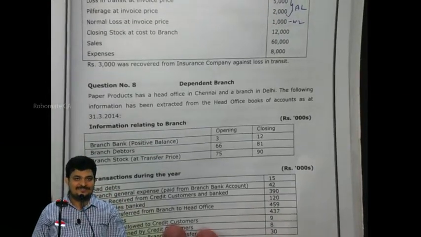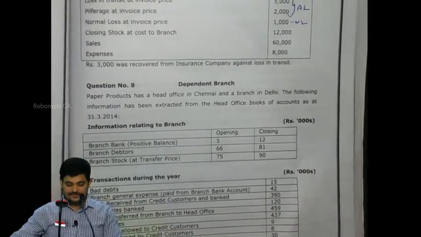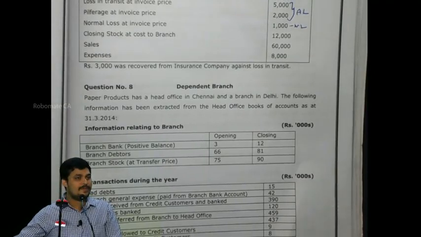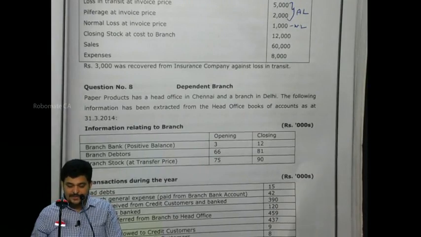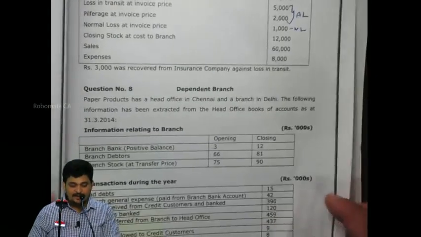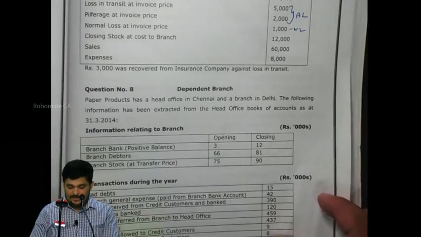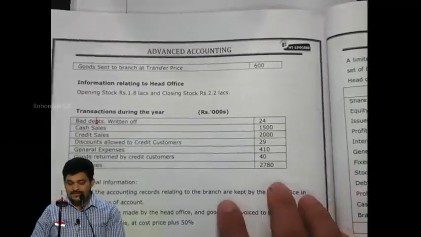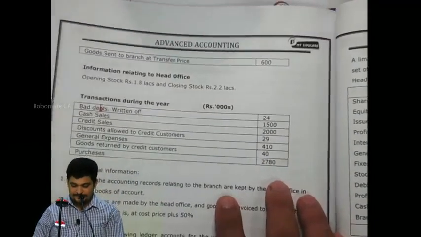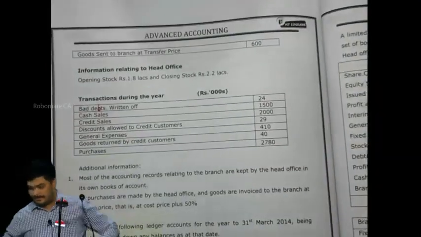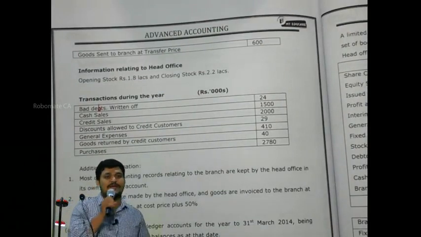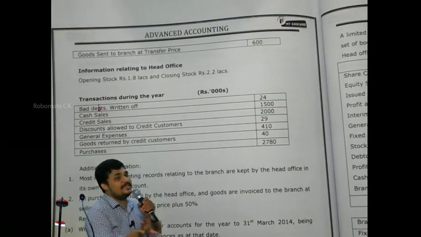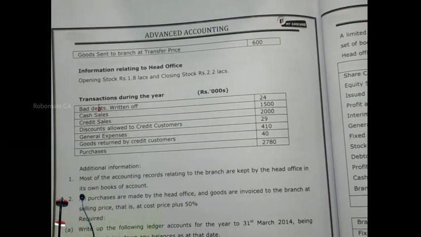Paper Products has its head office at Chennai and a branch in Delhi. They have given balances relating to the branch bank account, debtors, stock account and various transactions. Information related to the head office is also provided. The question actually becomes very simple here. Through this question, what is the uniqueness we learn? Every question has got some uniqueness.